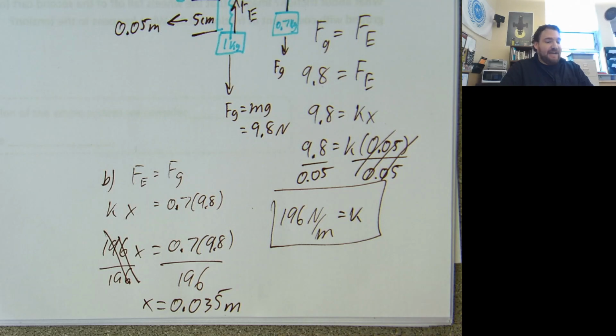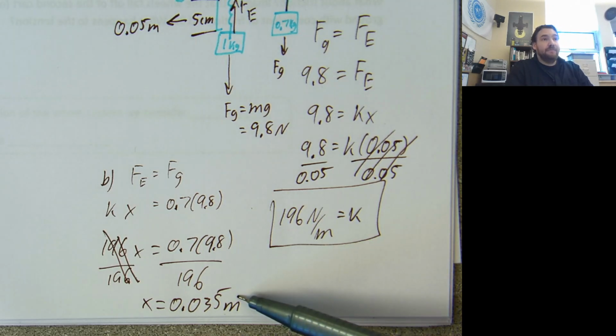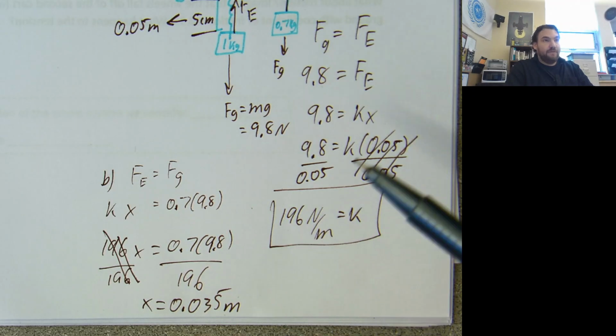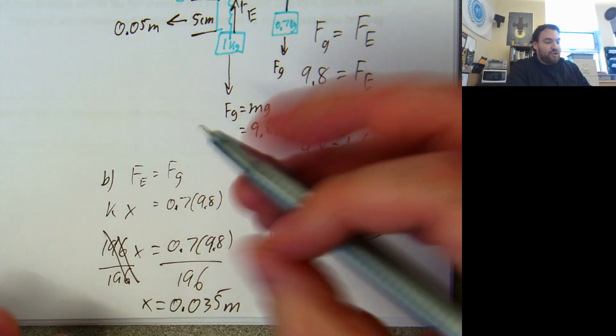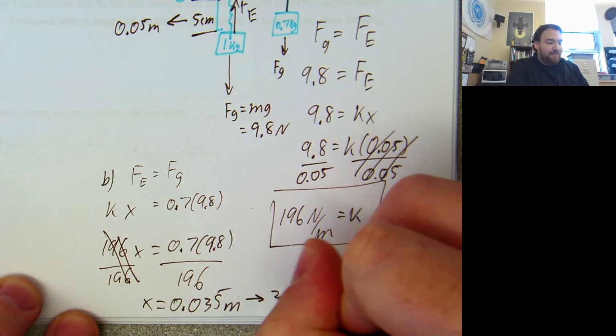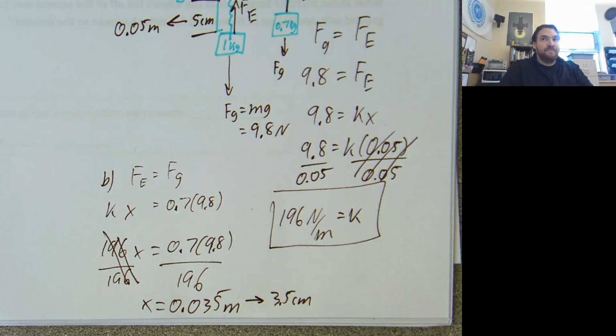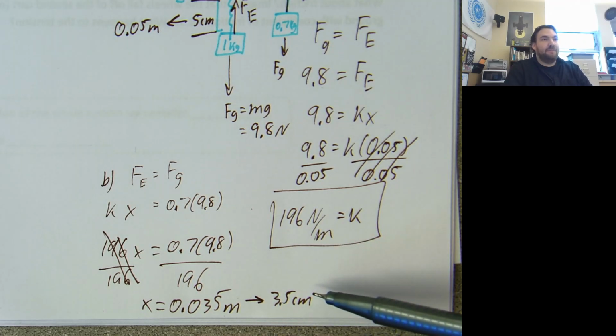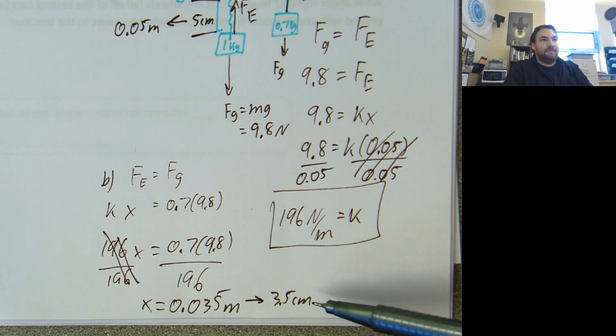No. What do we have to do? What is this? Okay, so we'll multiply by 100 and we're going to get 3.5 centimeters. Have we answered the question? No. What is this? This is the extension. So the length that you added to the rest length.